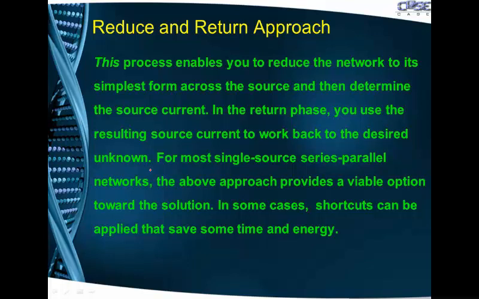So what you do is you reduce the circuit first into a single resistor and a single source, and then, using Ohm's law, find the current using voltage and resistance, and then use the value of this current to find out the unknown quantities.